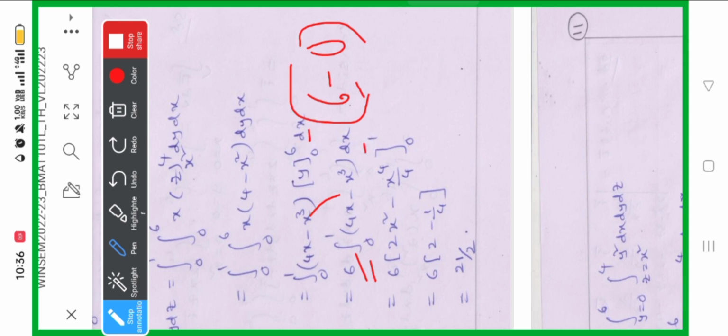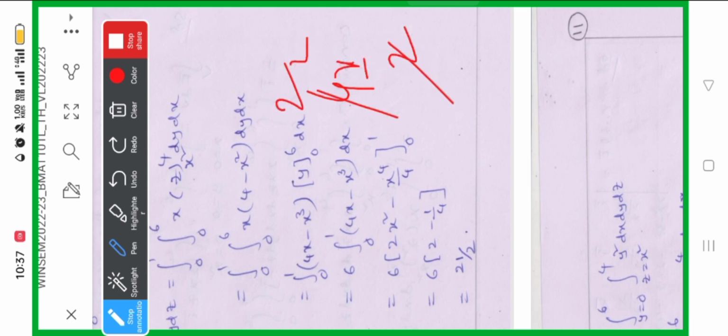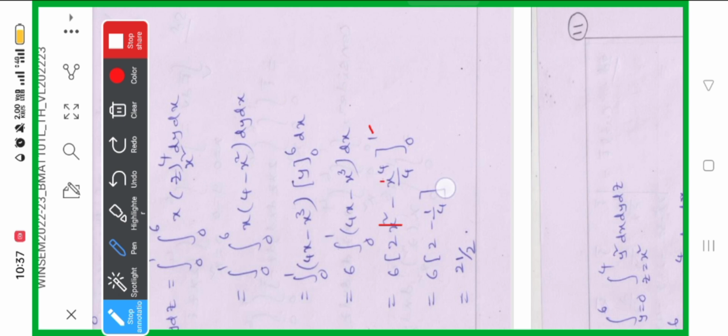Now integrating with dx, what do we have? The x will become x square by 2, and here the 4 will get cancelled, like 4x square by 2, and 2x square will be there, and it is x to the power of 4 by 4. Next, the upper limit as 1. After substituting 1, 2 1s are 2, and here it is 1 by 4. Up to here it is clear.